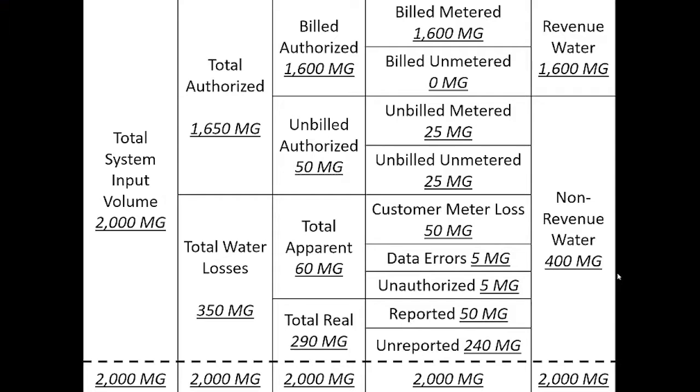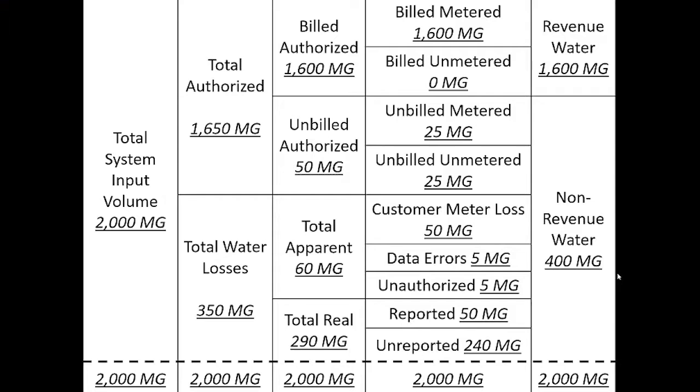So billed metered is likely going to be the largest volume of authorized consumption at the utility. This is the volume of water that you sold to your customers. You received compensation for, and it passed through a meter. Billed unmetered is going to be any water you sold, however, it didn't pass through a meter. Instead, you used either a truck or a tank size or some other estimate to determine how much you're going to charge that customer.